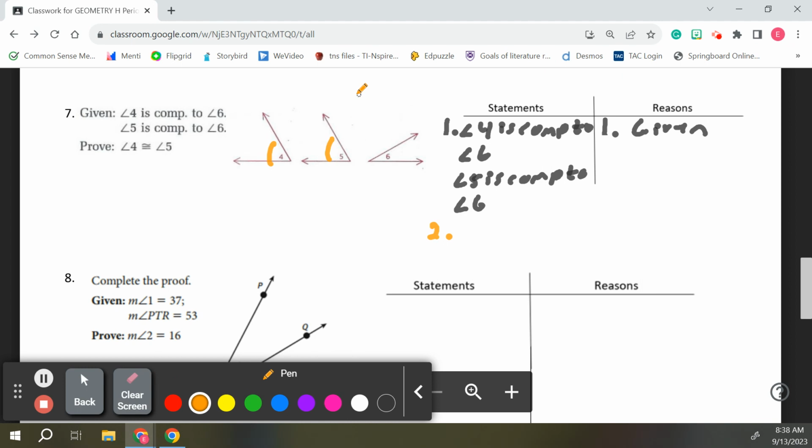Yeah, but what's the rule? Not transitive. It's on the sheet from yesterday. Congruent complements theorem. Nice job.